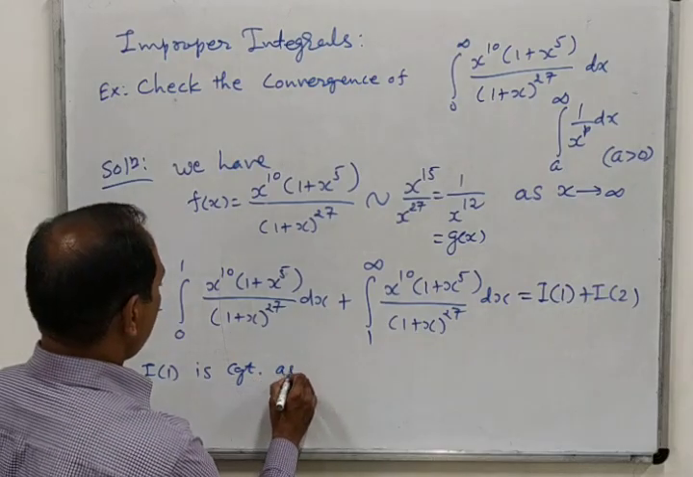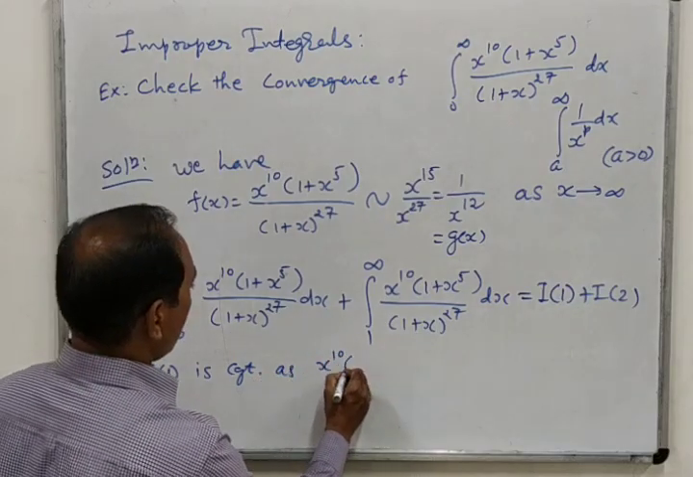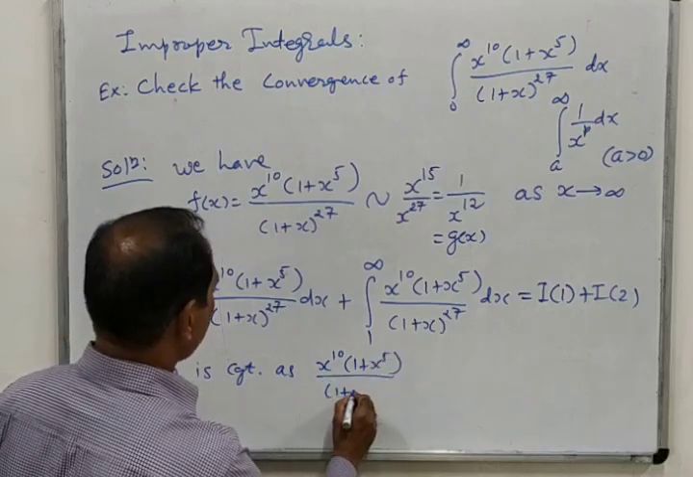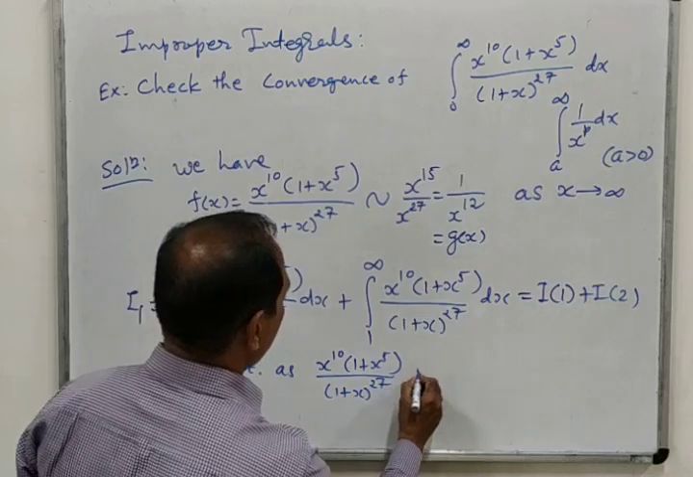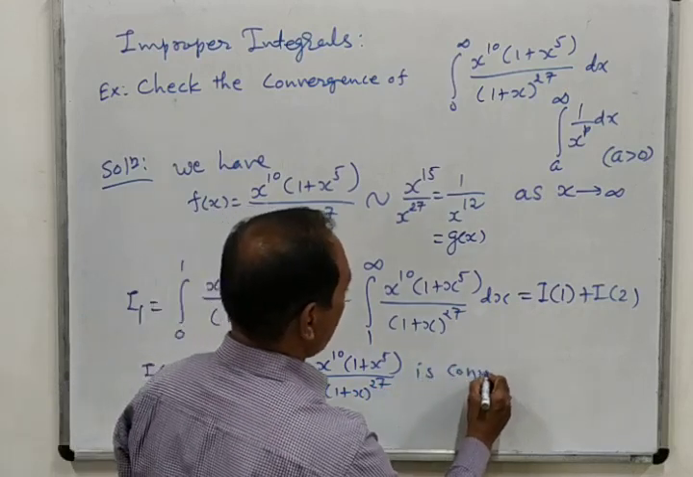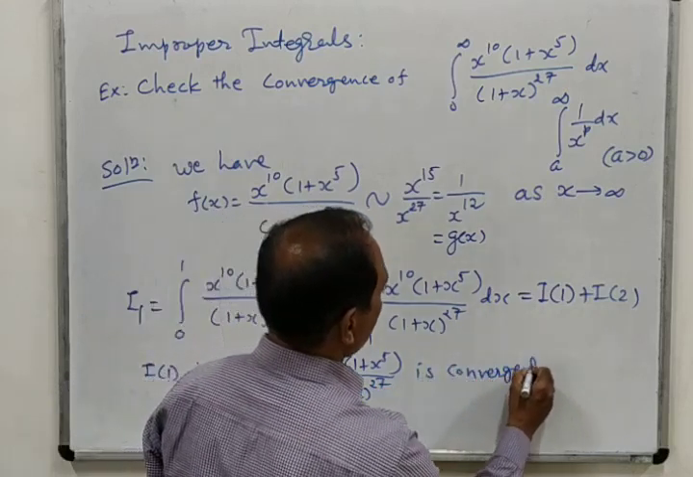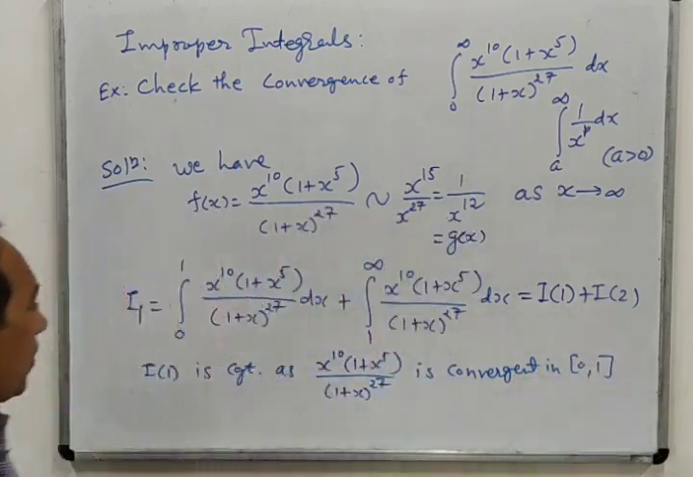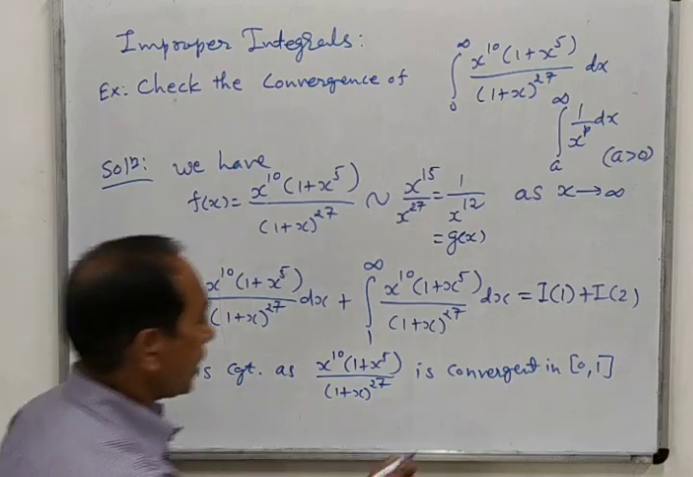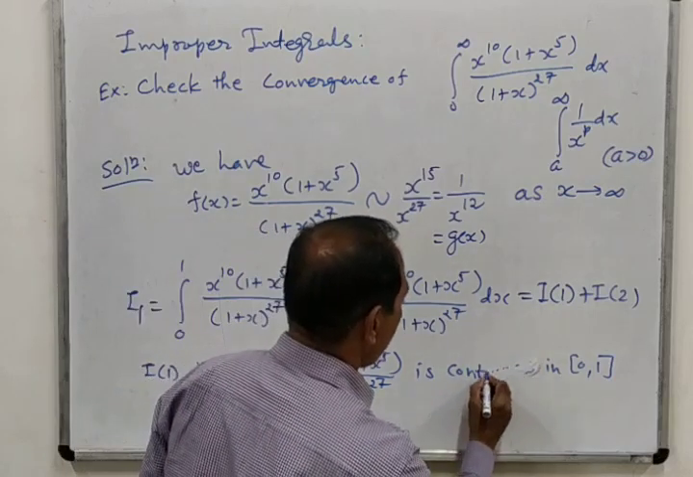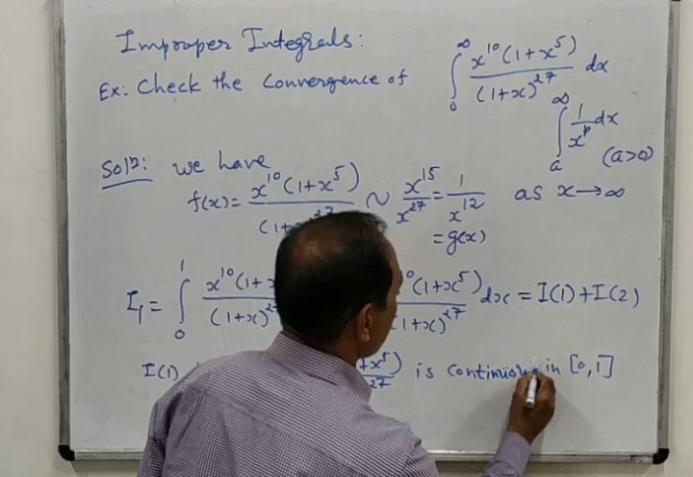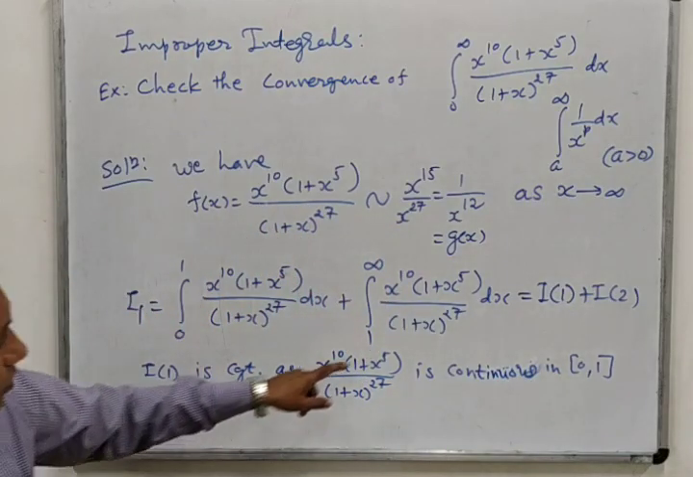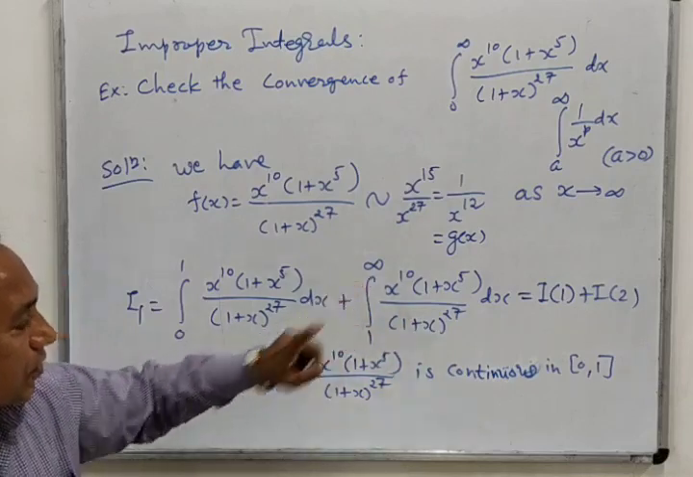Convergent, as x raised to 10 into 1 plus x raised to 5 divided by 1 plus x whole raised to 27 is convergent in the closed interval 0 and 1, as it is continuous in 0, 1. So it is already convergent. So we have to check the convergence of this integration only.